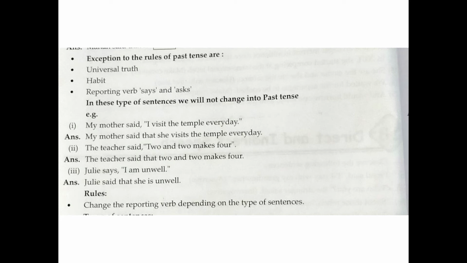Then the universal truth for the second sentence. The teacher said, "2 and 2 makes 4." So it is a universal truth, 2 and 2 always make 4. The teacher said that 2 and 2 makes 4. So here the tense will not change. Then suppose the reporting verb says is used over there, then we will use it as said.